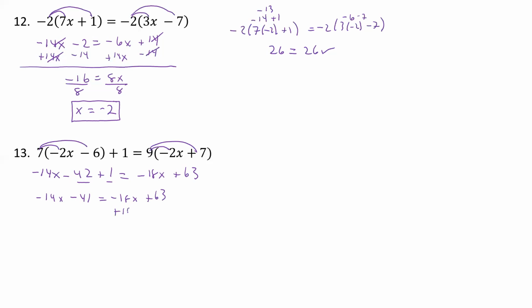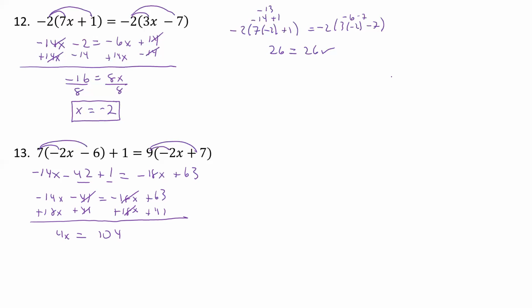Well, let's add 18 to both sides, 18x I should say, and then add 41 to both sides. So when we do that, those cancel. We have 18 minus 14, so it's a 4x equals. Now we have this 3 plus 1 is 4, 6 plus 4 is 10.